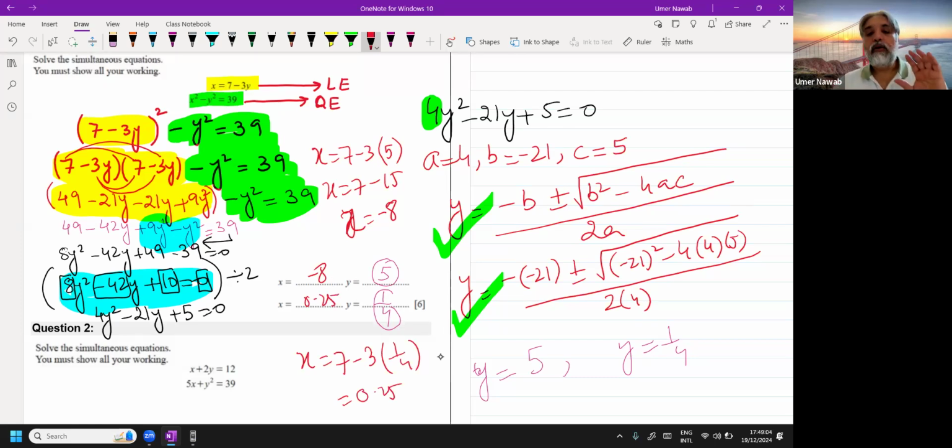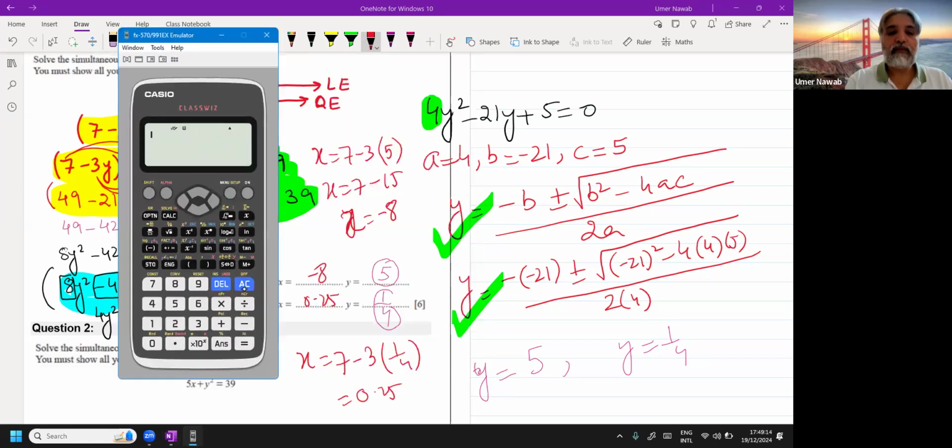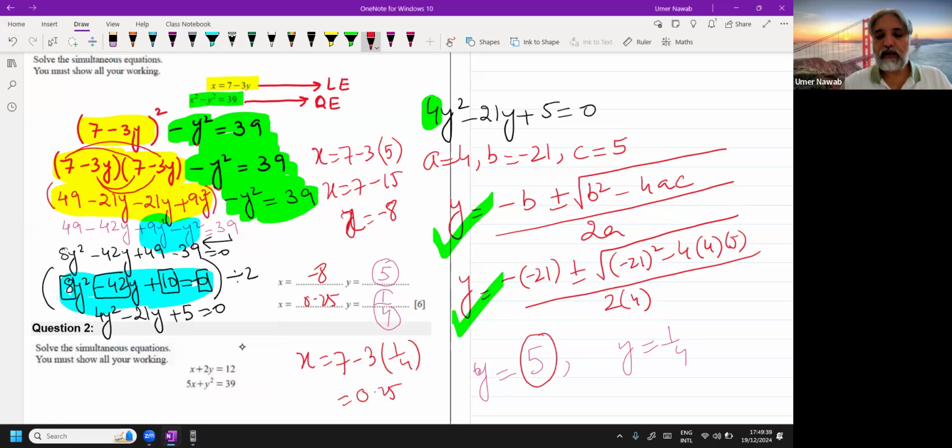Clear, boys? So this is the quadratic formula. Now, the third technique which I want to teach you is you just open the calculator in the exam, go to the menu and find equation. I wish you are using the same calculator model which I am using right now. Go to quadratic equation, enter the coefficient of y squared, which is 4, enter, negative 21, enter, 5, enter. So it gives me the first answer, 5. Can you check that?